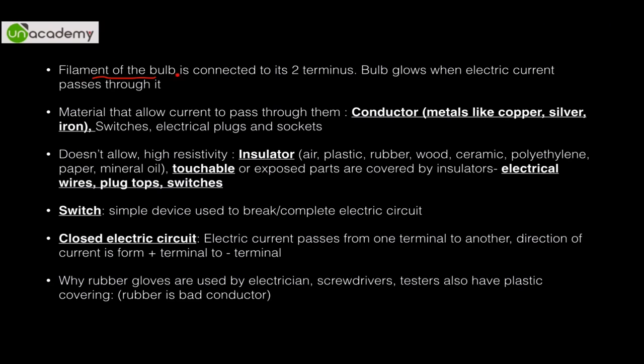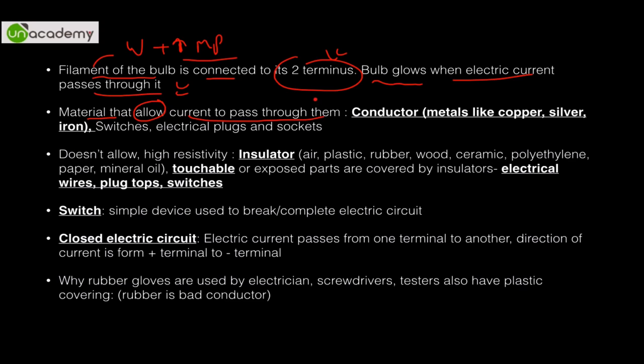Now the filament of the bulb is connected to its two terminals, as I have already told you. The filament, which is the part that glows, is made up of tungsten, which has the highest melting point on this planet Earth of pure metals. Now the bulb will glow when electric current passes through it. Is that understood? Now materials that allow current to pass through them are called conductors, which means electricity can pass through them, the circuit can be complete. They are all metals, most metals like copper, silver, iron, etc. They are good conductors. Silver is the most perfect conductor on this planet.